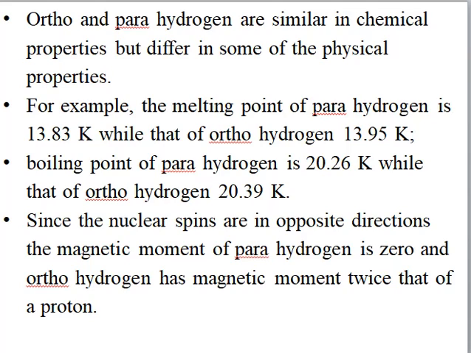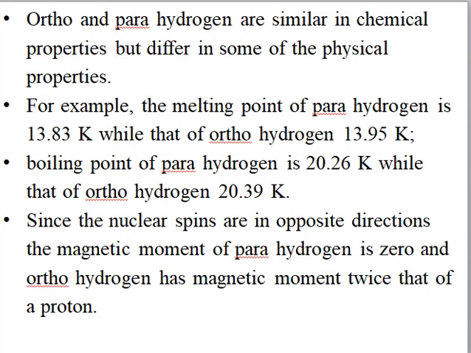Then when you go for the chemical properties and the physical properties, the chemical properties will be the same for both the orthohydrogen and the parahydrogen, but some of the physical properties will differ. For example, the melting point of parahydrogen is 13.83, while for the orthohydrogen it is 13.95. Same thing for the boiling point also. The boiling point of parahydrogen is 20.26 Kelvin, whereas for the orthohydrogen it is 20.39 Kelvin.